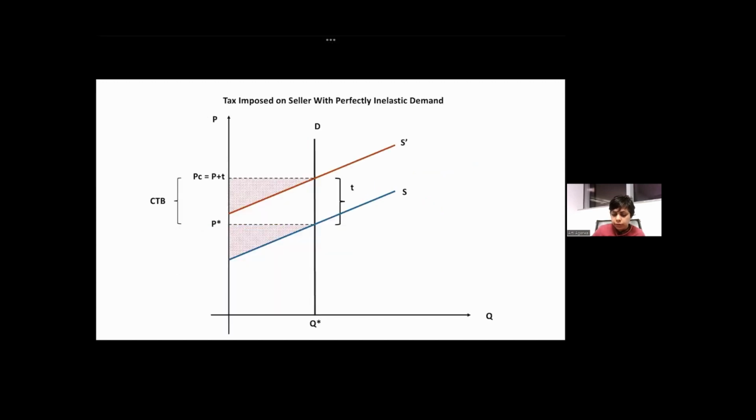Now, we'll just take the example of inelastic demand very quickly, just to explain what happens in this case. By now, hopefully you have understood the whole mechanics of taxation. Suppose the tax is still imposed on the seller in the case of inelastic demand. It's a demand which is inelastic, but the tax is still on the seller, so it is still the supply curve which is shifting. The difference is that it is the demand which is a vertical line instead of supply being a vertical line.